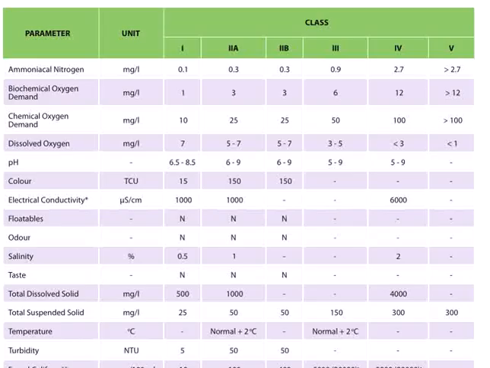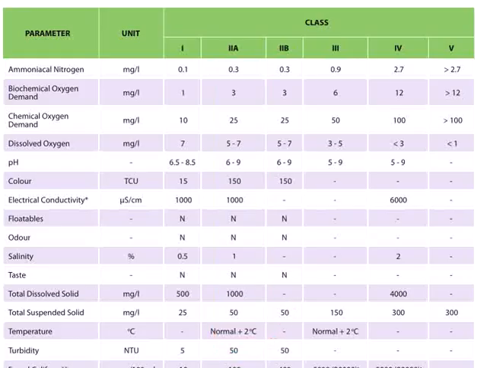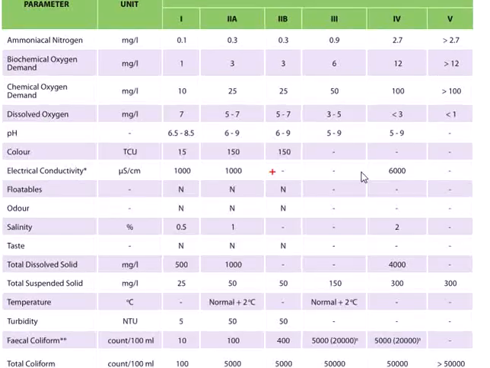Second best, it will be class 2A. Conventional water treatments shall be required. The requirements will be slightly stringent. Now you will have the ammoniacal nitrogen not exceeding 0.3 mg per liter, BOD not more than 3, COD not more than 25, and so on and so forth. These are the typical parameters that you need to study in order to determine the water qualities.